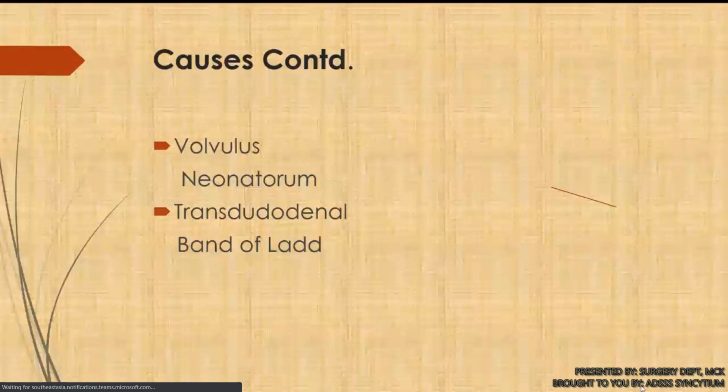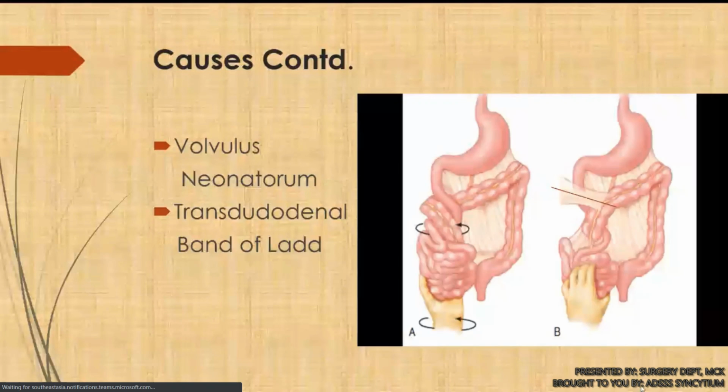Now, this is the picture of incomplete rotation of the gut leading to volvulus of the midgut, also known as volvulus neonatorum, and Ladd's band causing obstruction to the second part of the duodenum. The picture is there.